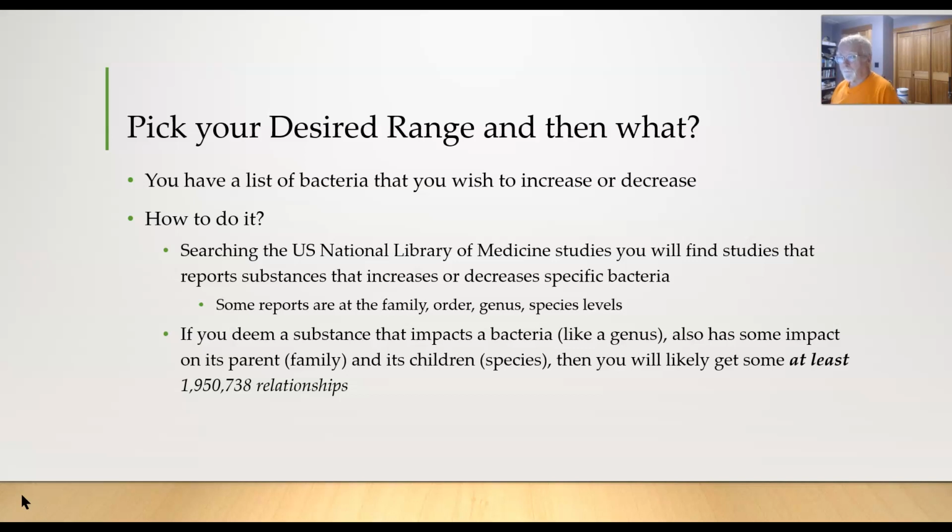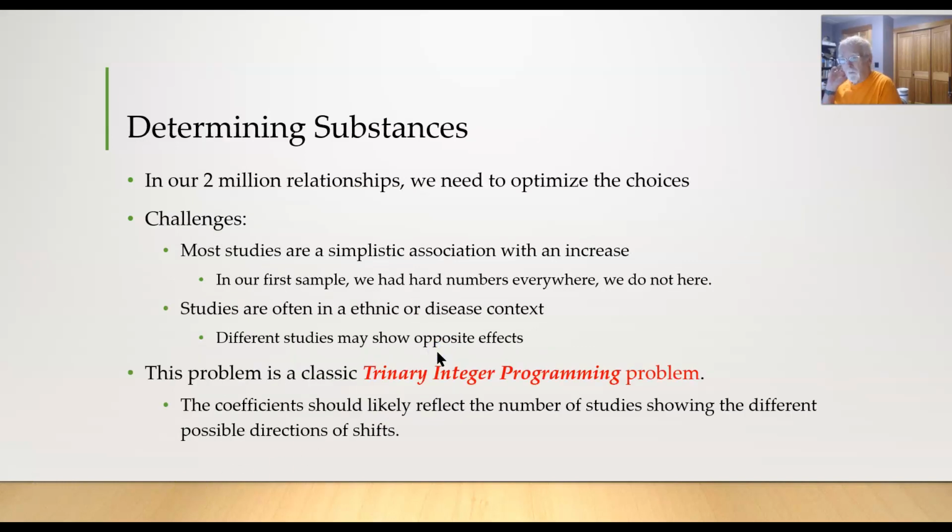That is, if you look at a particular bacteria, or a particular species, you may find absolutely nothing for that species. You may find one or two things for its parent. That's it. The number of bacteria we have is actually massive. So having 2 million relationships sounds impressive, but it's actually relatively sparse data. Now, with 2 million relationships, we want to optimize what the choices are.